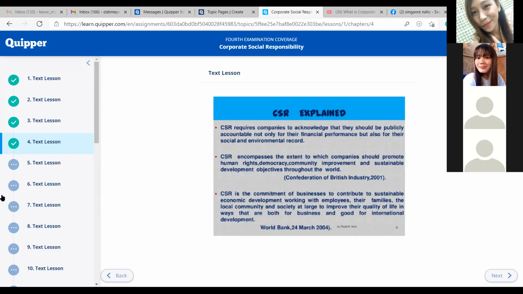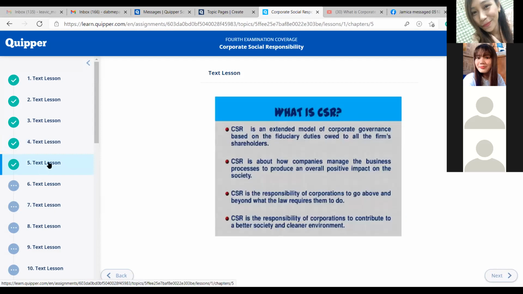Okay, and other things that you can read here. Okay, so, you know, what is CSR? An extended model of corporate governance based on the fiduciary duties owed to all firm shareholders. Also about how companies manage business process to produce an overall positive impact on the society. Or in short, kung sabtun natin maayo ang CSR, this really is a doing of a business which employs ethical acts. Now, they are responsible, they are accountable for whatever things they do. Not only in financial, but also in social and environmental.